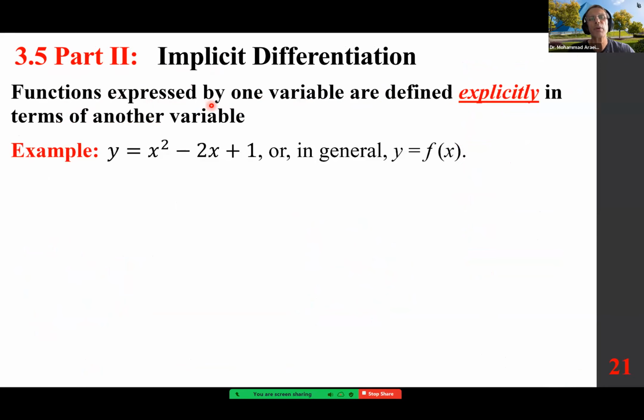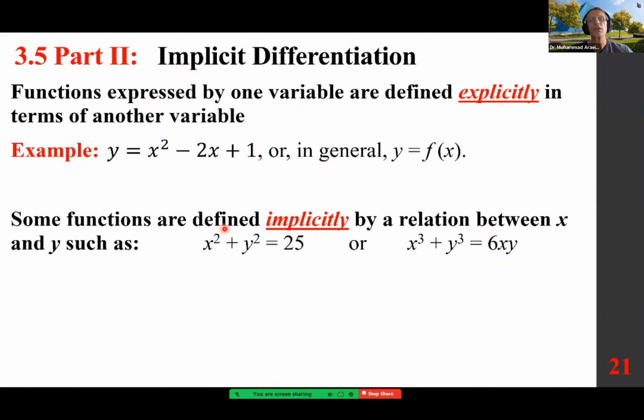Functions expressed by one variable are defined explicitly in terms of another variable. As an example, y equals x squared minus 2x plus 1, or in general, y is a function of x, f of x.